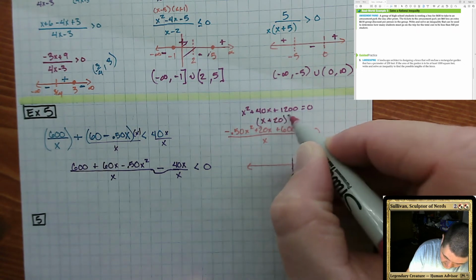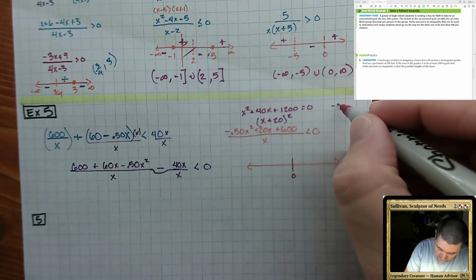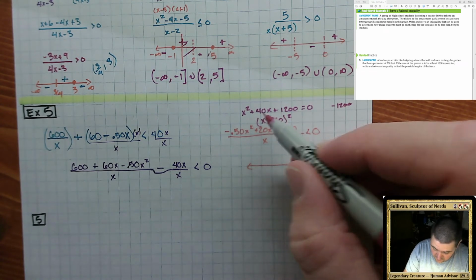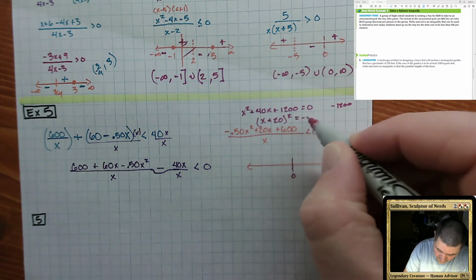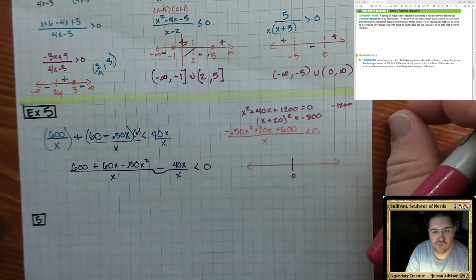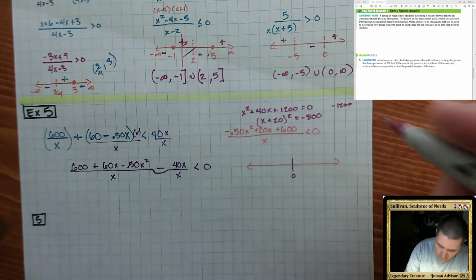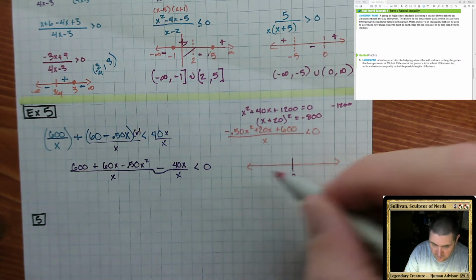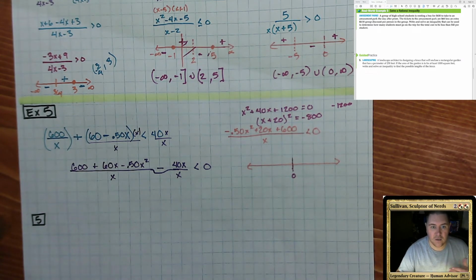x plus 20, quantity squared. If I subtract that, negative 1200. Half of 40 is 20, and 20 squared is 400, minus 1200 is negative 800. This thing doesn't have any real answers. Huh. Well, if I don't have any real answers for my numerator, then that means it has no x-intercepts. If it has no x-intercepts, then I don't have to put anything else on the line. I just need to stop blathering and get my calculator out because I am too tired to do mental math on this.